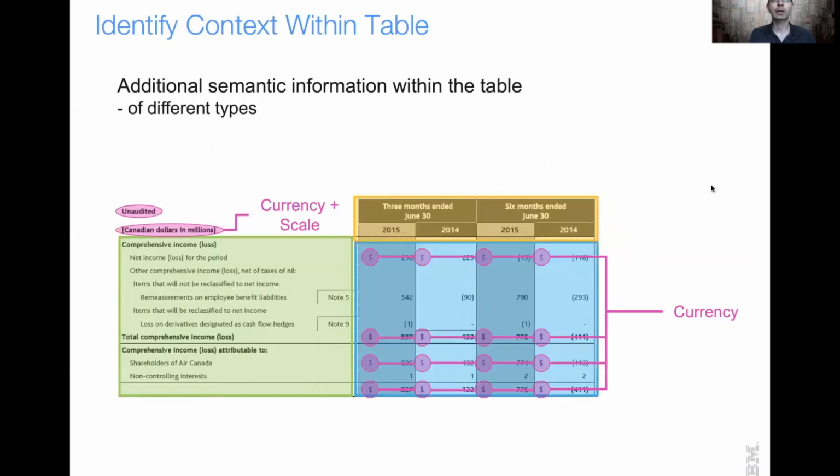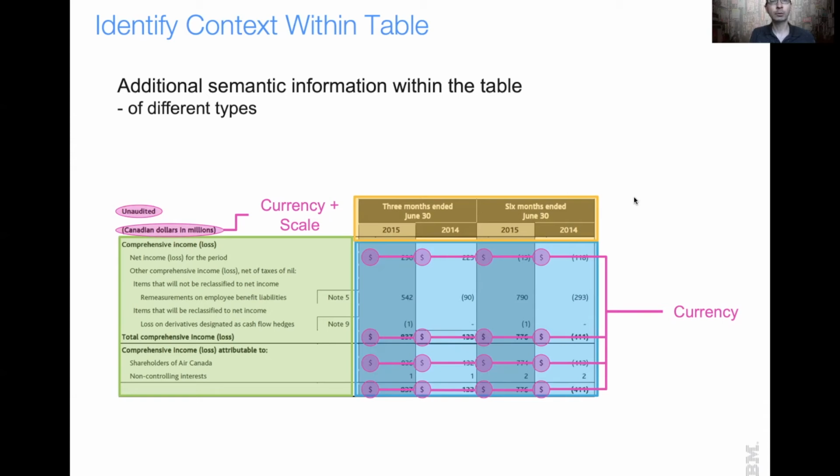Let's begin with identifying context that appears within the table beyond column headers and row headers. The first important thing to note here is that this semantic information may have different types. Going back to our example, we can see that, for instance, here we have information about currency that appears in the data cells. We have information about both currency and scale, the fact that we're talking about millions, in the top left corner of the table. And we also have information that this is unaudited data, which also comes from the top left corner of the table.